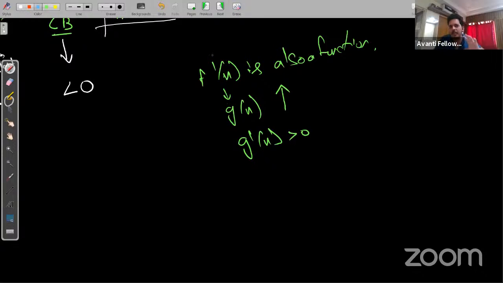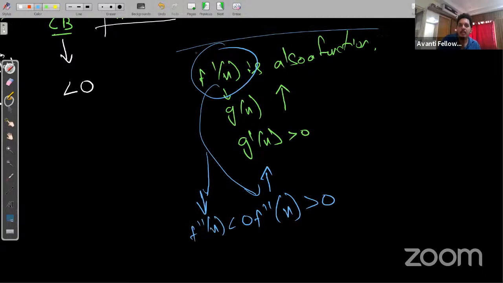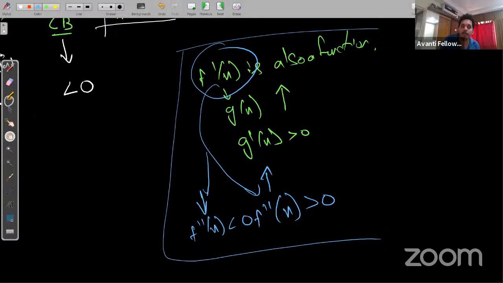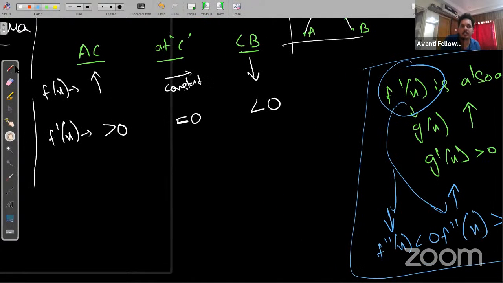F dash of x is also a function. If I prove that this is increasing, then what will I prove? f double dash of x is greater than 0. If it is decreasing, then I can say f double dash of x is less than 0. Understood? So ultimately, what is the thing you have to prove here? Before, you proved whether f of x is increasing, decreasing, or constant. Now I have to prove what is happening to my f dash of x.